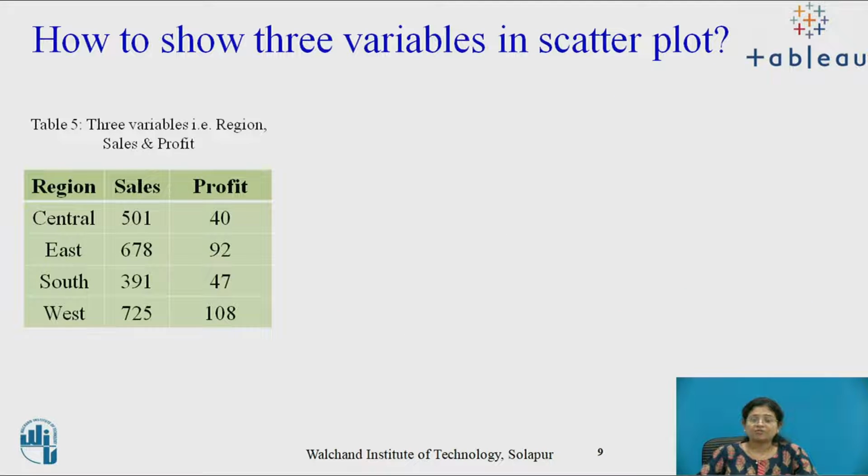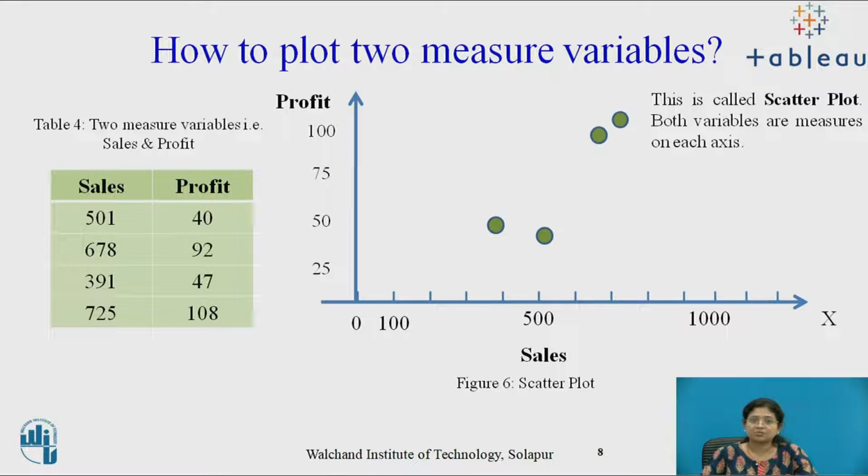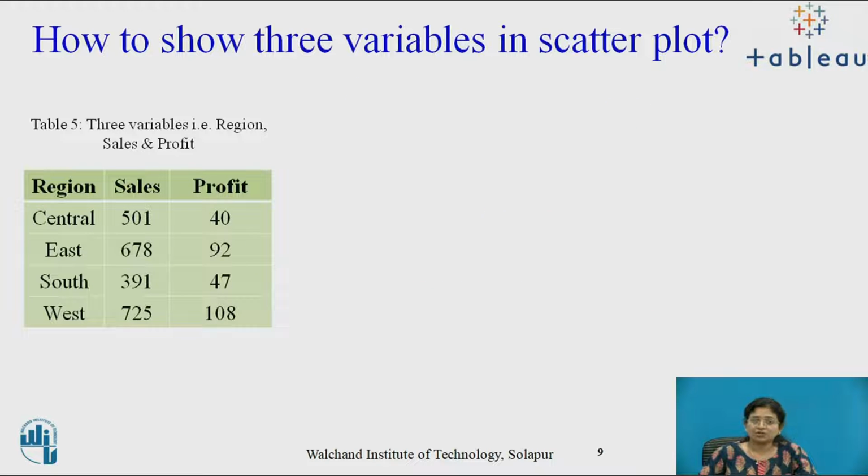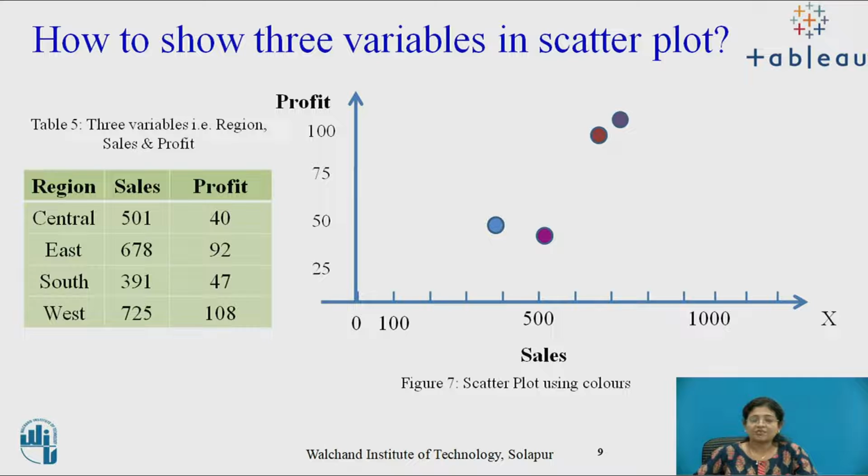Now, if we want to show three variables in a scatter plot. Previously we have shown only two variables in the scatter plot, and both variables are what? Measures. Now, let us see how to plot a scatter plot by using three variables. Look here, in this table there are three variables: region, sales and profit. I have plotted the same scatter plot, the only difference is that I have shown the color, that means the third variable is shown with the help of color. So, the third variable is added using the color in the existing scatter plot.